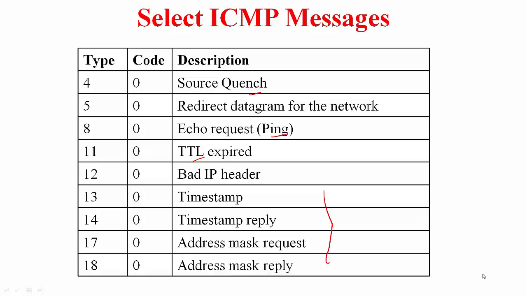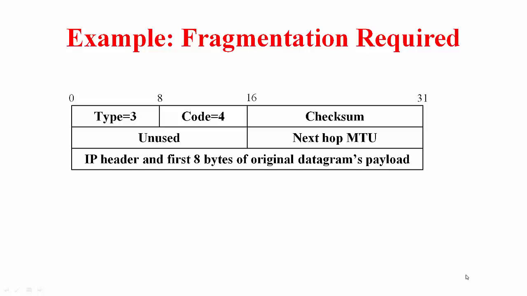For example, a host can ask a router for what net mask it should use, in which case the router replies back with this particular reply. So here is a sample ICMP message. This is the fragmentation required message, that type 3 code 4.